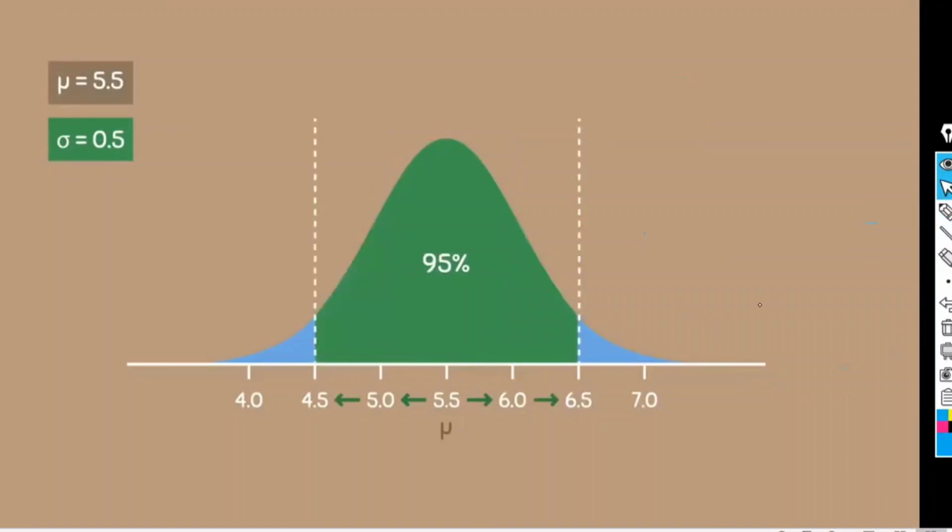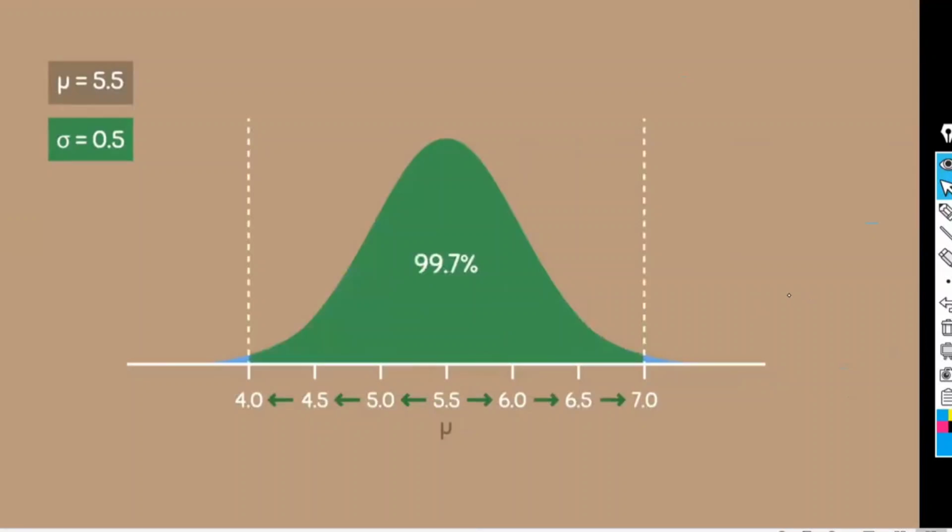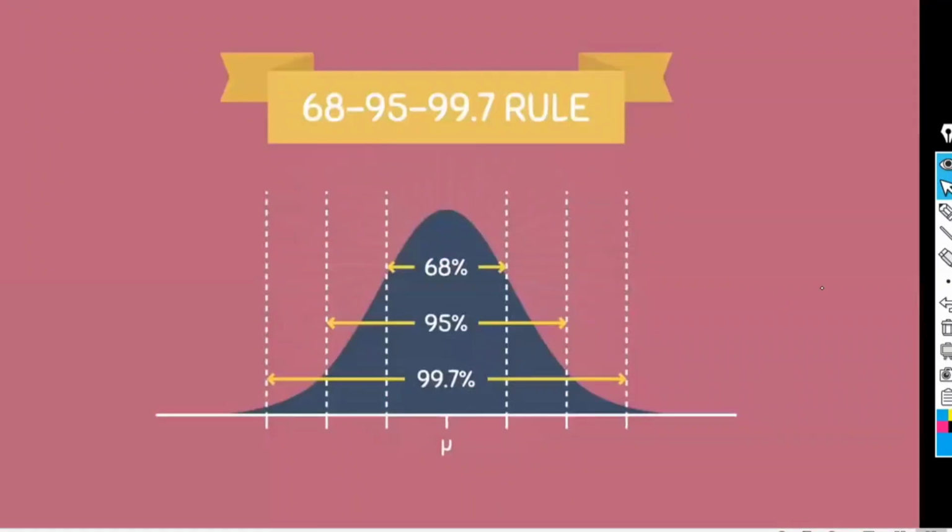Within plus or minus 2 Sigma, 95% of the data. Within plus or minus 3 Sigma, 99.7% of the data. Is that clear? This is called the 68, 95, 99.7 rule.